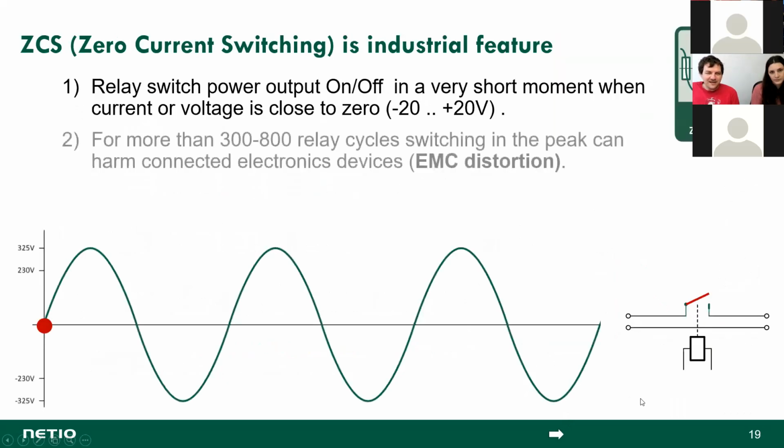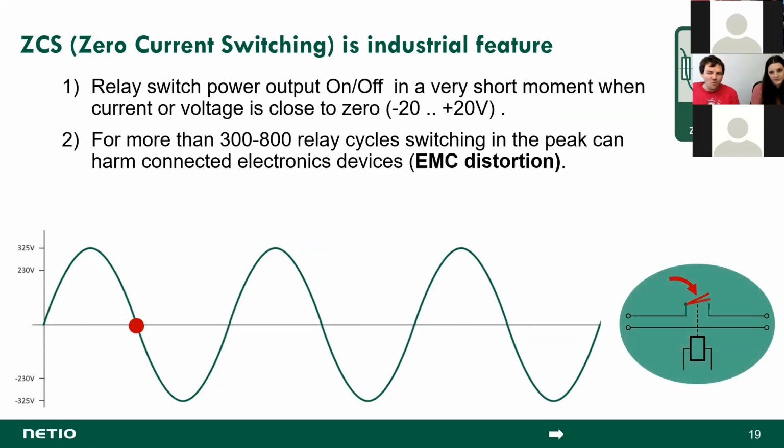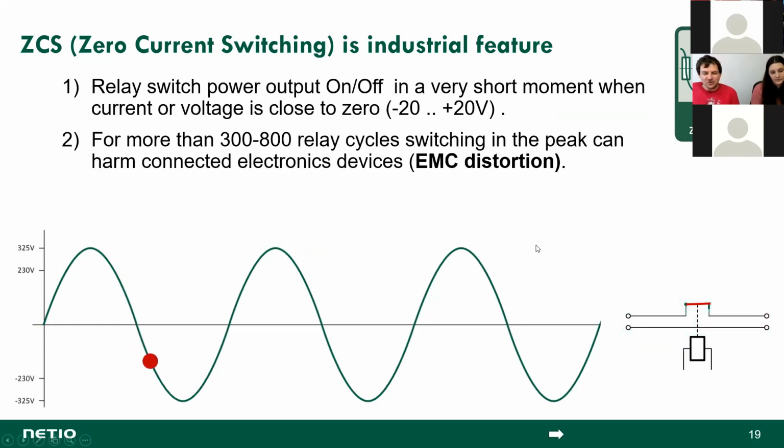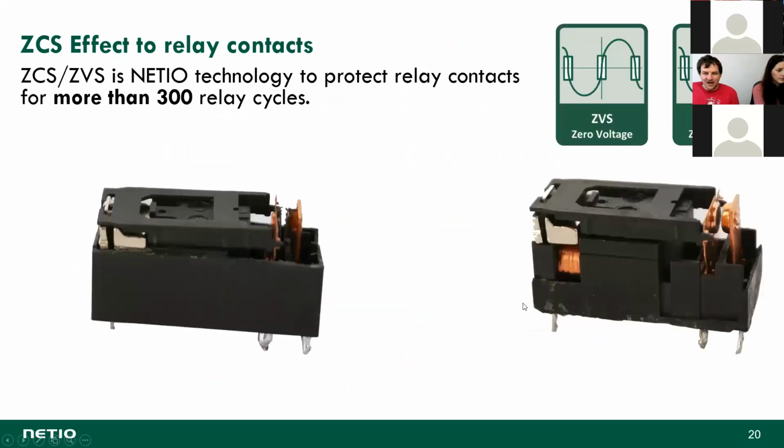Technically, and this is exactly my scientific slide, what we are doing is switching the relay in this time, so in this moment. So in a moment, the output is switched on, or when the output is switched off, we are waiting for this passing by zero time. Good. So in the end of the day, what I want to say is switching by zero means industrial device, fewer reclamations, and less trouble. Good. This is what it means technically.